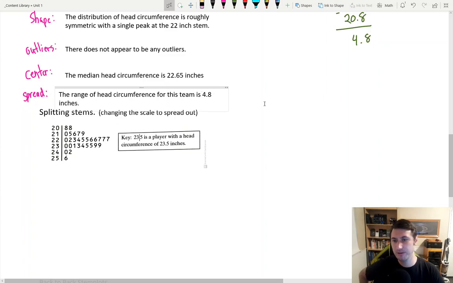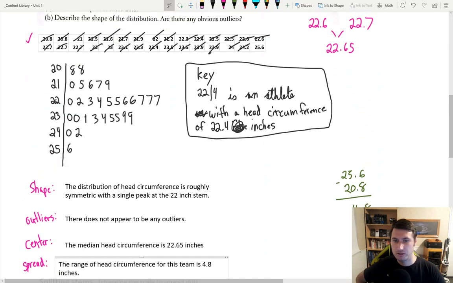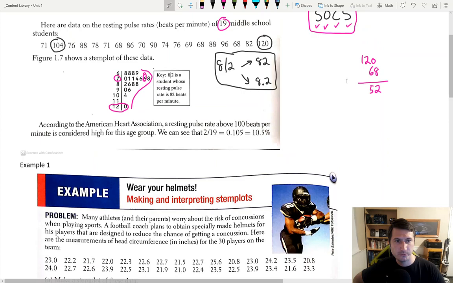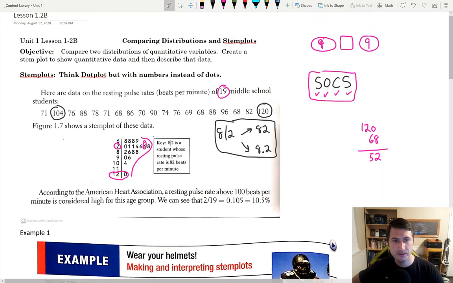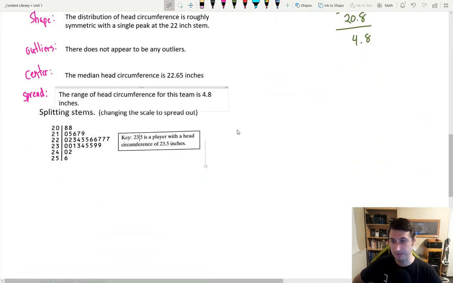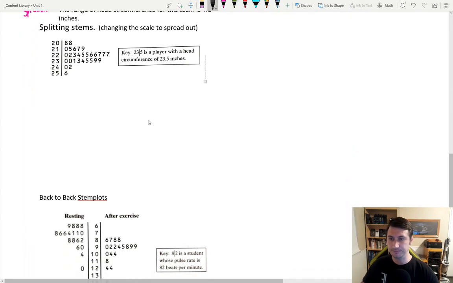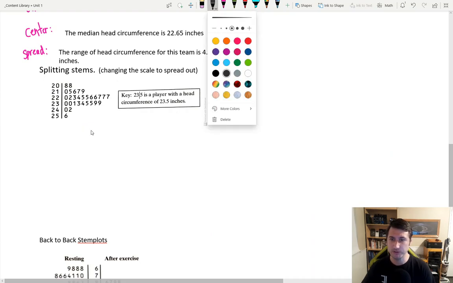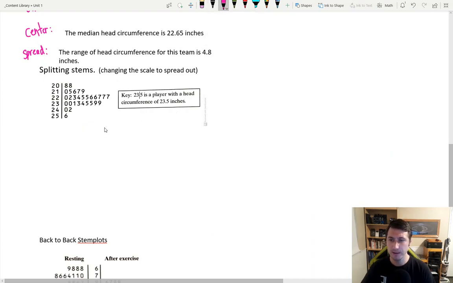We used the stem plot to describe all of our, where did I put this word, SOCS? There it is, SOCS. Shape, outliers, center, and spread or variability. All right, other things we can do with stem and leaf plots. So here's that same one. I have a printed version of it that we just looked at for head circumference. But this looks a little compact. What if we wanted to spread it out?